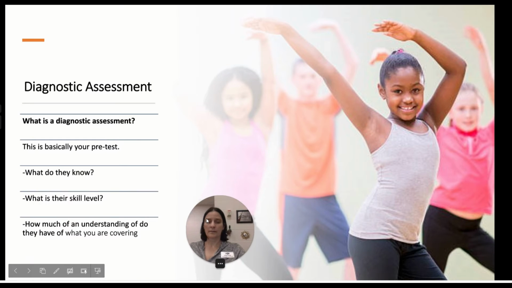All right, so we're going to go through each assessment. So a diagnostic assessment. What is a diagnostic assessment in the dance classroom? And this is your pretest. We are assessing what the students know, what skills they have, what their level of understanding is, so that we can gear our instruction to their immediate needs.